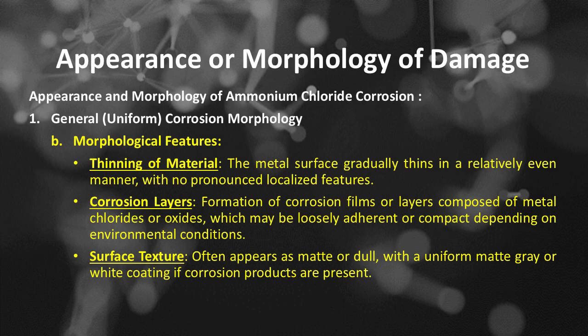Corrosion layers: formation of corrosion films or layers composed of metal chlorides or oxides, which may be loosely adherent or compact depending on environmental conditions. Surface texture often appears as matte or dull, with a uniform matte gray or white coating if corrosion products are present.